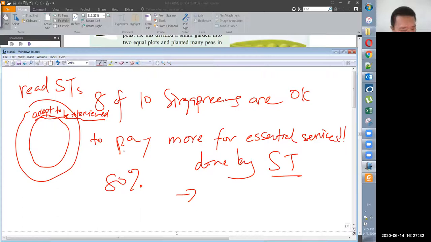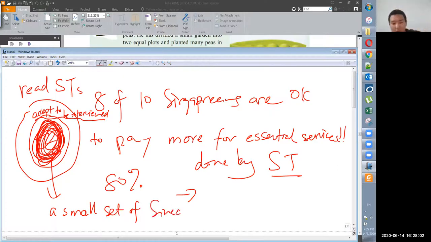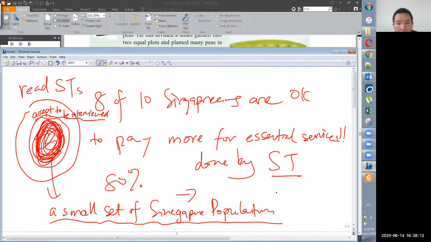So let's assume this group of people who accept to be interviewed are either paid or voluntary. That means this set of people will be a very small set of the Singapore population. And when you have a very small set of the Singapore population, then it's very hard to ensure fairness, and it's very hard to ensure randomness.